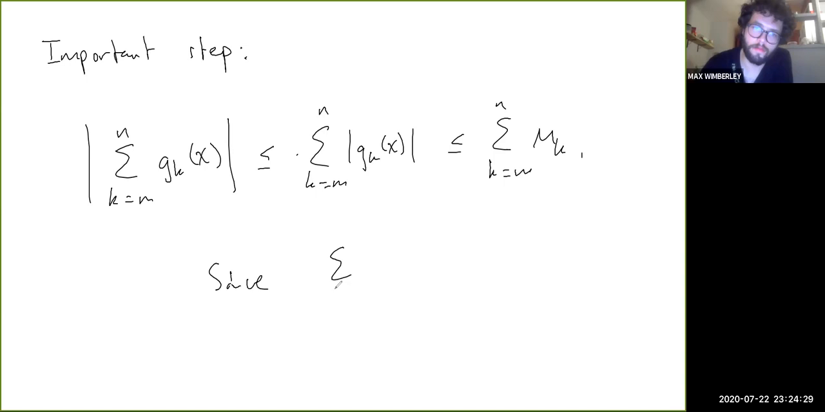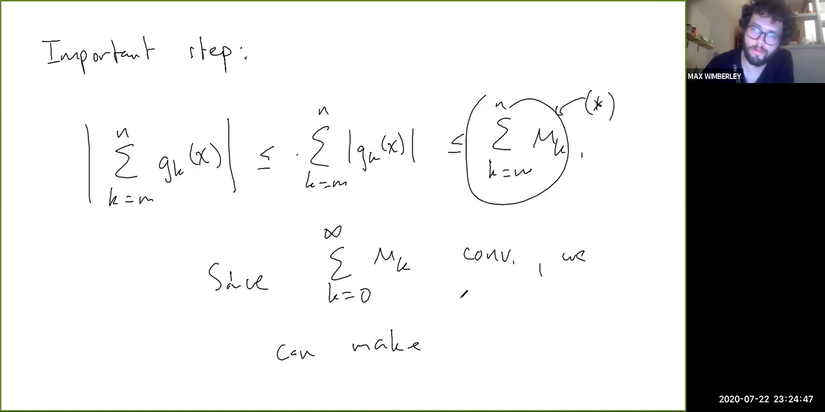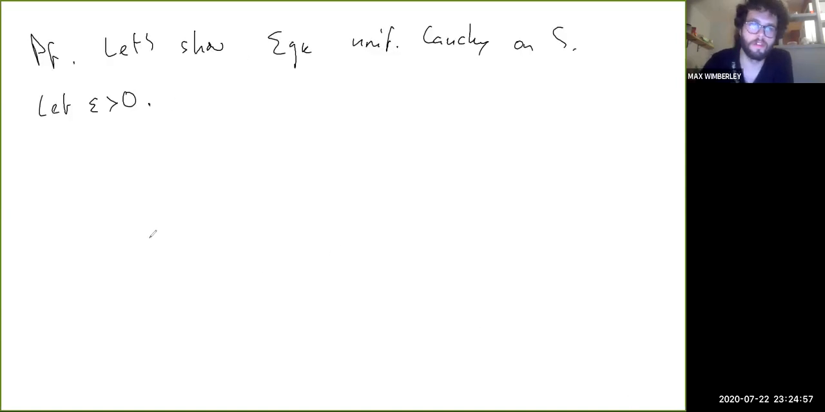And then since the series from k equals 0 to infinity of M_k converges, we can make this, if we call it star, less than epsilon. Because if the series of M_k converges, then it has to satisfy the Cauchy criterion for series. So that's what we're going to do.